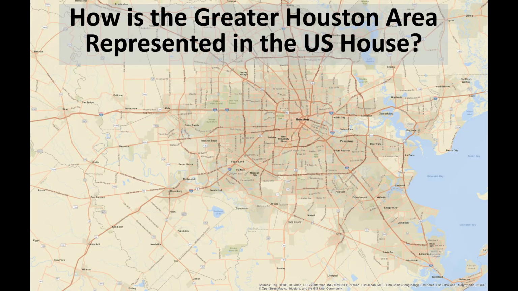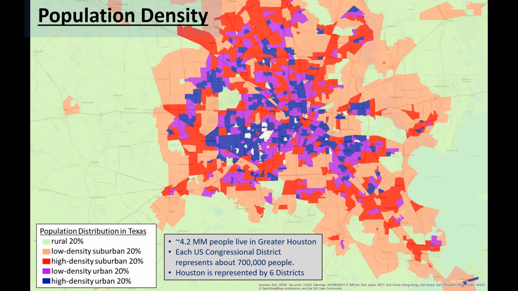Now I'm going to look at the minority-rich Greater Houston area and try and understand how this area is represented in the U.S. House of Representatives. This is the map frame we'll be looking at, primarily Harris and Fort Bend counties. Let's start by looking at the population density map again. Again, each color represents 20% of the state's population.